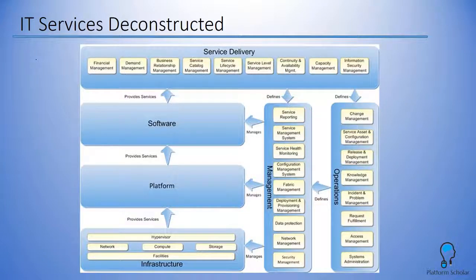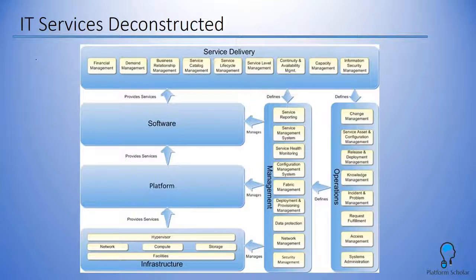So if we were to look at a diagram of IT services, which is meant to encompass all the functions and components of an IT organization, we could see that IT services can be broken down into discrete parts and organized into categories. Now, I'm not going to go into all the individual boxes here, but I want to take note of those categories. At the top, we have service delivery, and the service delivery section is the part of IT that interfaces with the rest of the company.